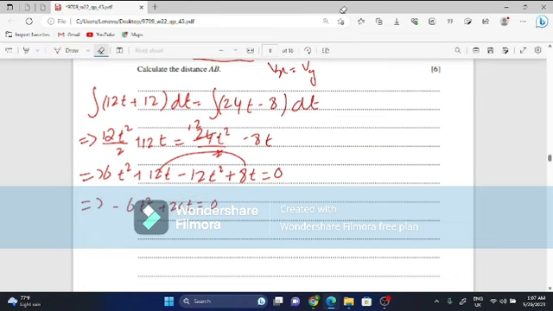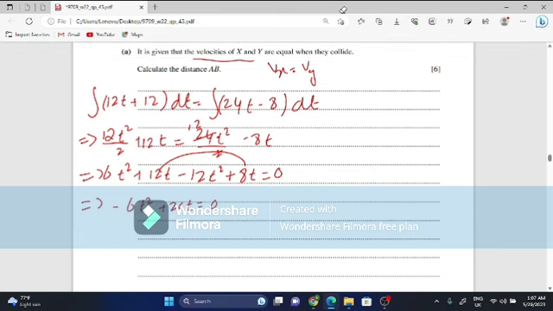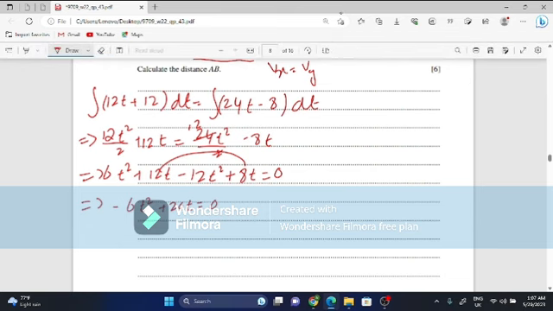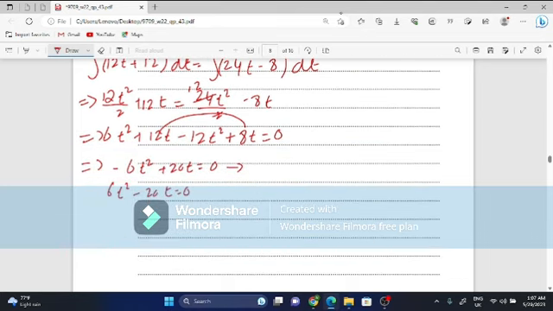So 6t square plus 20t equals 0. You can take minus outside, and that further gives you 6t square minus 20t equals 0. You can also take 2t common. So 2t taken common gives you 3t minus 10, which is equal to 0.